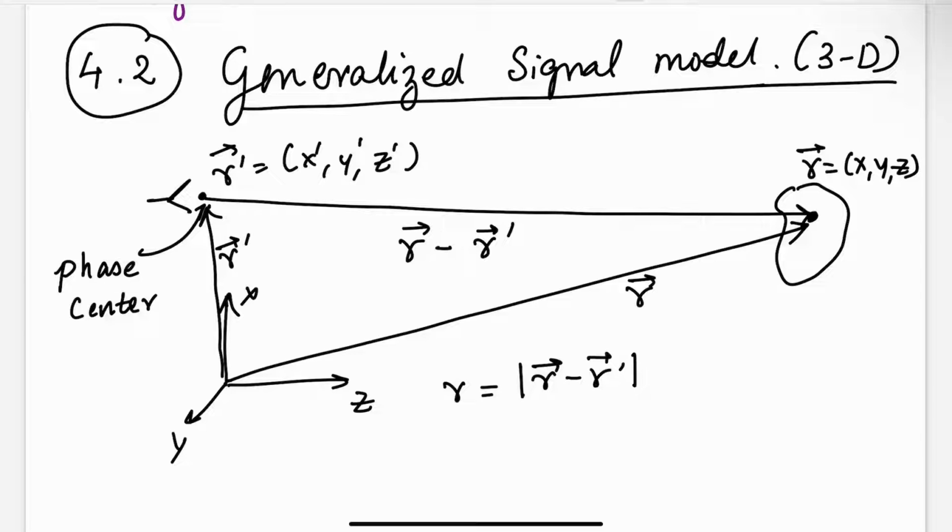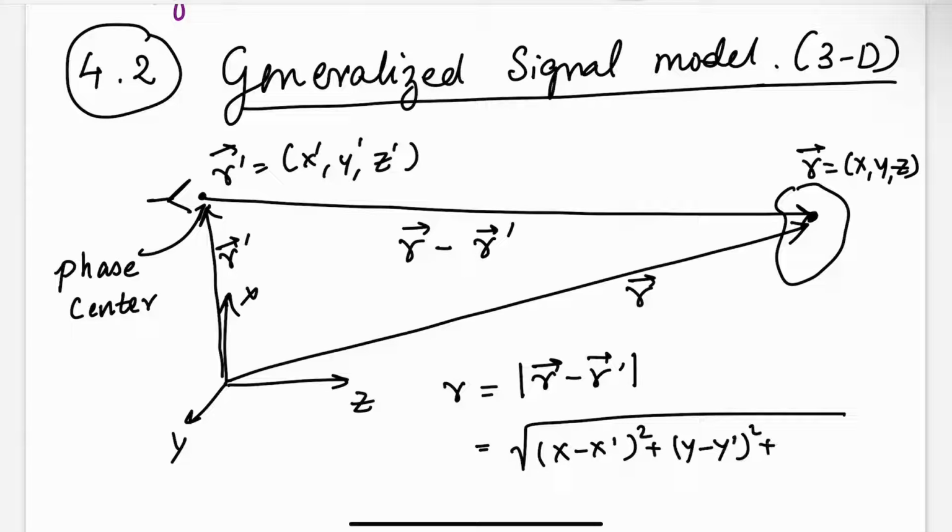the magnitude of R minus R prime, which from geometry you can show is just the square root of X minus X prime squared plus Y minus Y prime squared plus Z minus Z prime squared. Great.